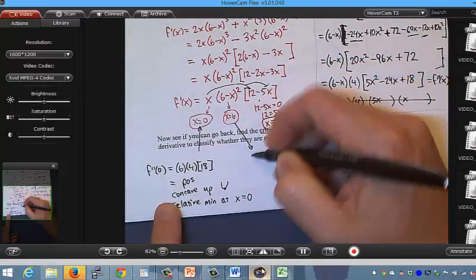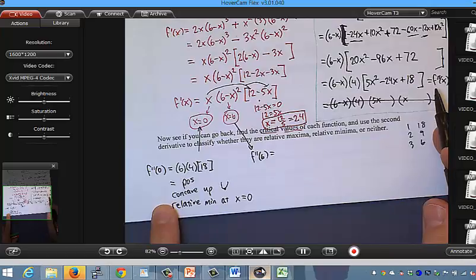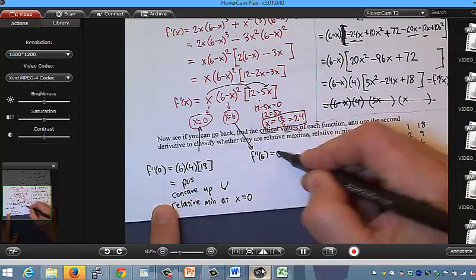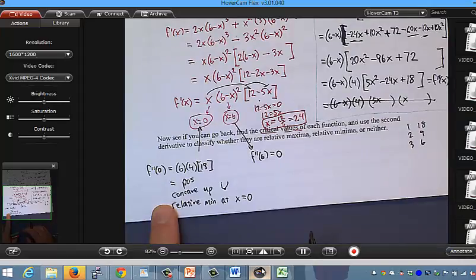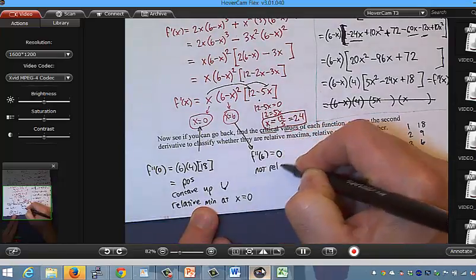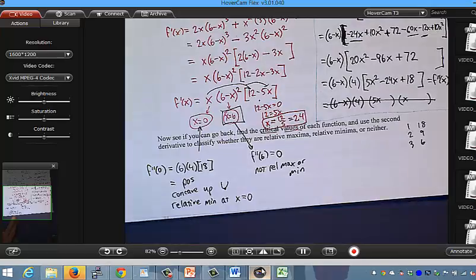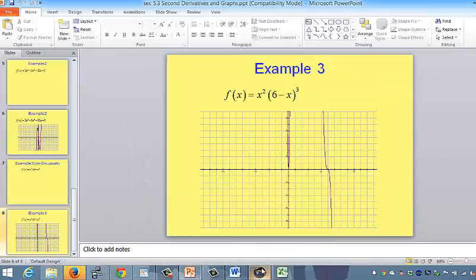If you try 6, f double prime of 6, do you know what you get? You get 0. What does that mean? Well, it means it's not a relative max or a relative min. You see, you could have a critical value, but it doesn't necessarily have to be a relative max or min. And let's look on the picture and see what happened. This is actually the reason I chose this example. You guys see that here?